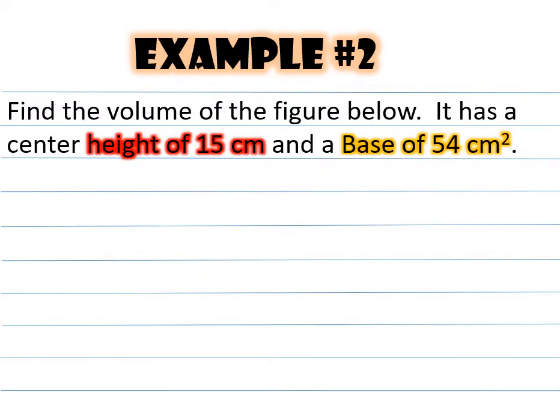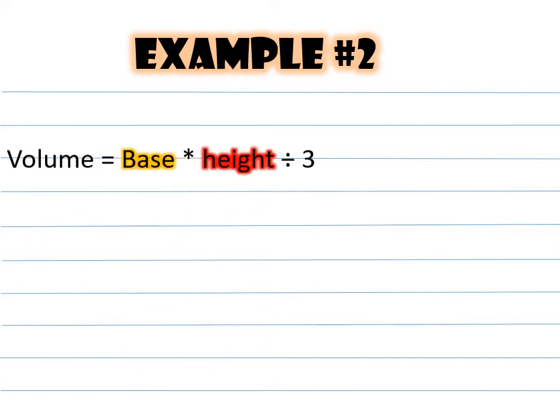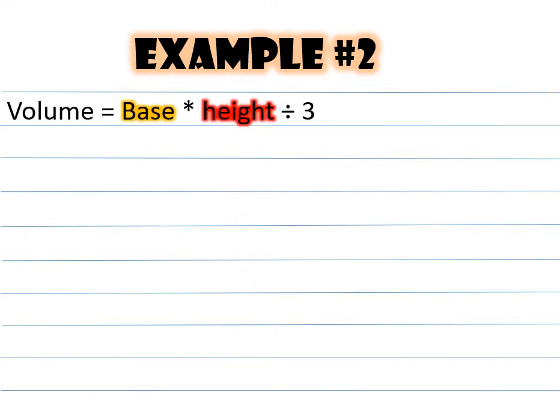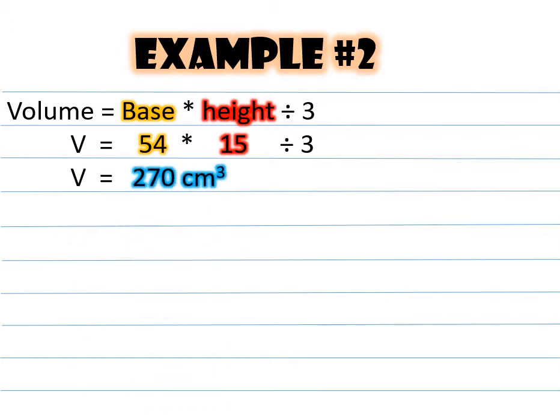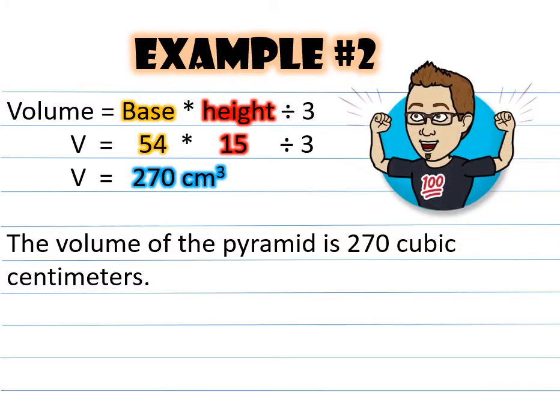Find the volume of the figure below. It has a center height of 15 centimeters and a base, capital B, base of 54 centimeters. Let's write down the formula. Volume equals capital B, base, times height, divided by 3. The capital B base is 54. We're going to multiply it by the height, which is 15, and divide it by 3. Type that into your calculator, and you get an answer of 270. The volume of the pyramid is 270 cubic centimeters.